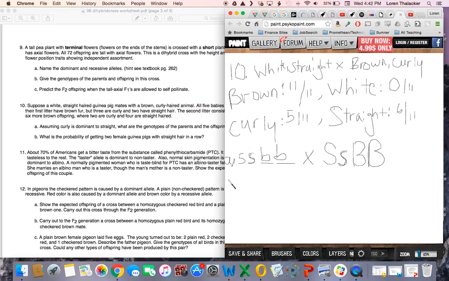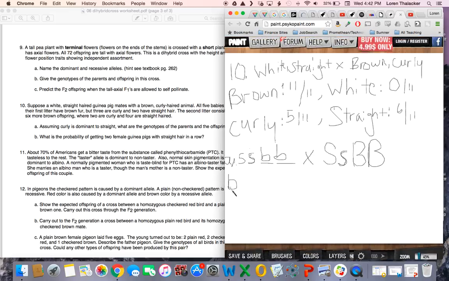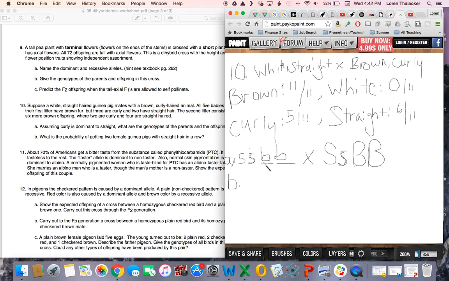Letter B is asking, what is the probability of getting 2 female guinea pigs with straight hair? So now it's asking us to ignore the B's for brown and white. Now we're looking at male and female. So we're still going to keep little s, little s, and we're still going to cross it with a big S, little s.